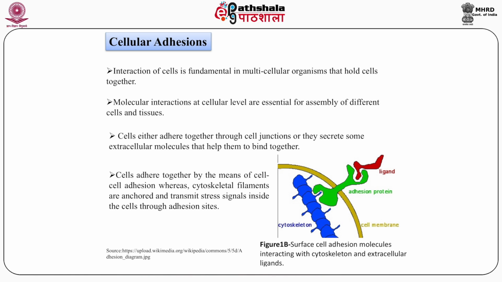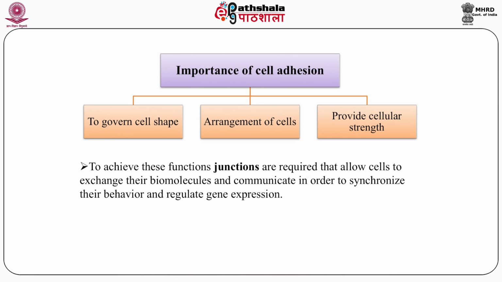This figure shows the arrangement of epithelial and connective tissue. Figure A represents the basal lamina under the sheet of cohered epithelial cells and extracellular matrix rich connective tissues, while B is showing cell surface adhesion molecules which are interacting with cytoskeleton and extracellular ligands.